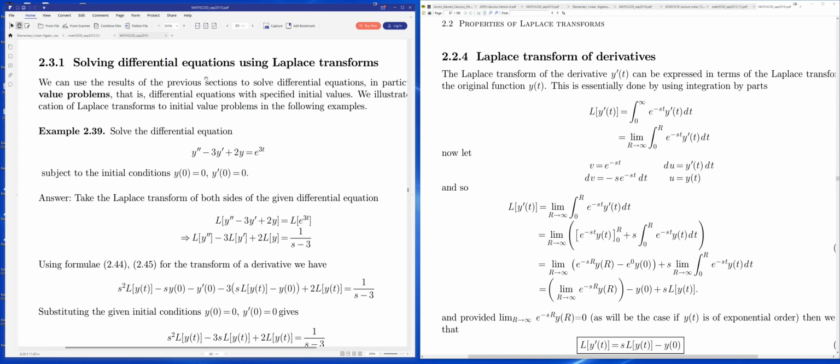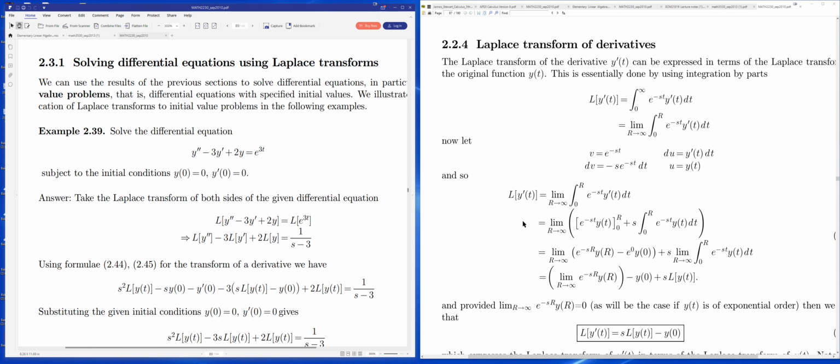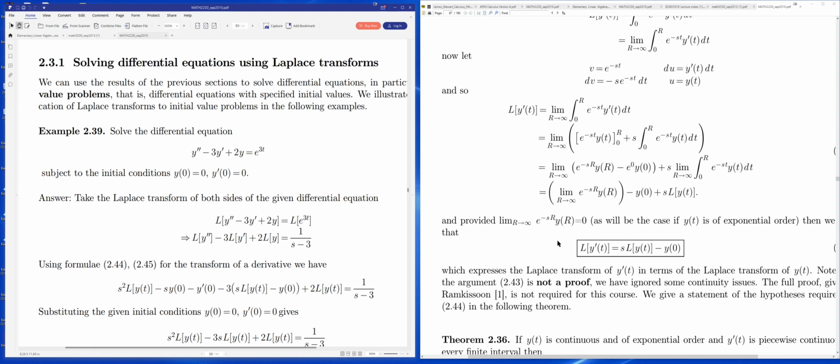What we want to consider is how you're going to solve differential equations using Laplace transforms. Now, in order to do that, we need a couple more formulas, which would be these formulas here. So what we want is the Laplace transform for a derivative of a function.